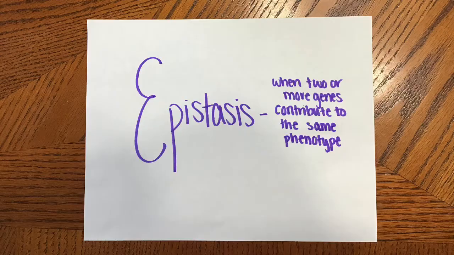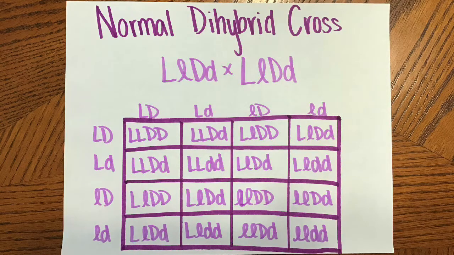To start off, we will complete a dihybrid cross between two heterozygous individuals, both sharing the genotypes big L, little l, big D, little d. A dihybrid cross is a cross between two individuals and two different traits.